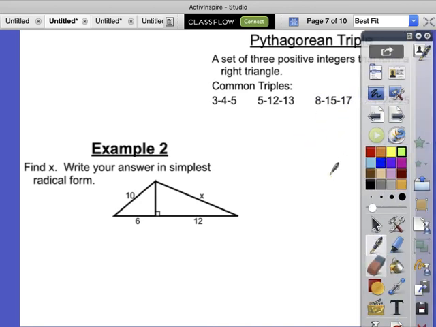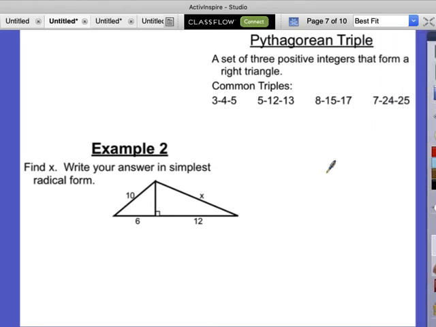Now you can also do multiples of these. So you can do 3, 4, 5, or you could also do 6, 8, and what do we think? 10. Or you could do 9, 12, and 15, because we multiply them all by 3. So you can keep going. If you ever see two sides are 9 and 15, with the 15 being the hypotenuse and 9 being a leg, you know the other leg has to be 12 in a right triangle.